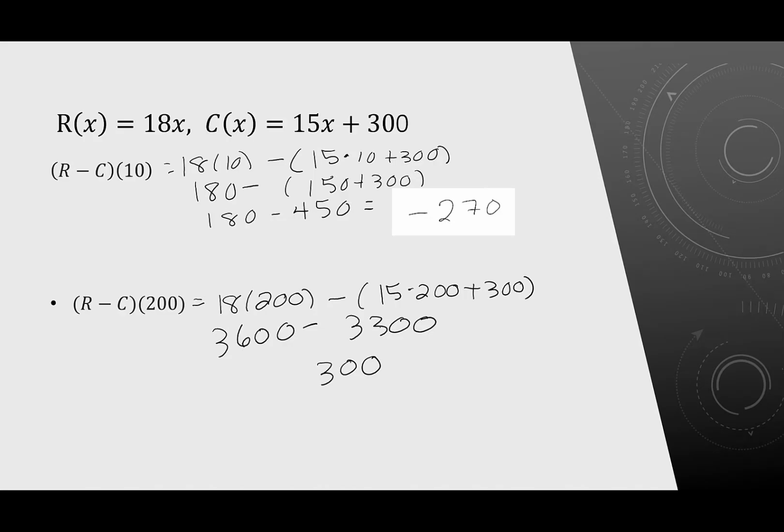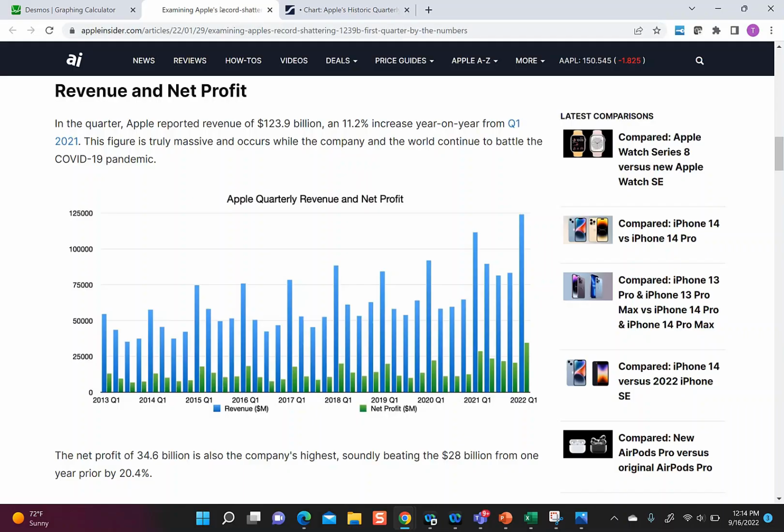So I would like you to see some kind of application. Let's look at that application just a little bit more before we go back to more algebra. So I thought we could look at something like Apple. So you can see that this is Apple's revenue and net profit from 2013 up to 2022, and it's given in quarters.